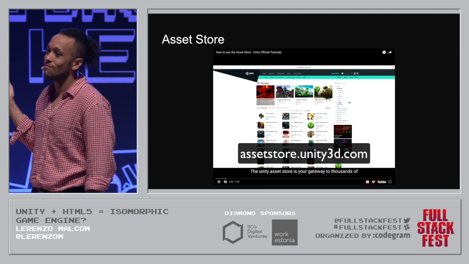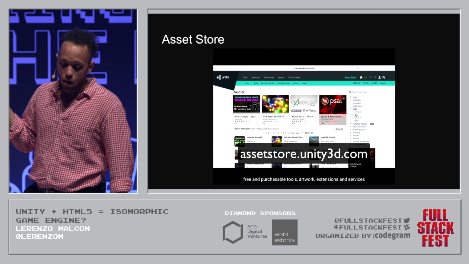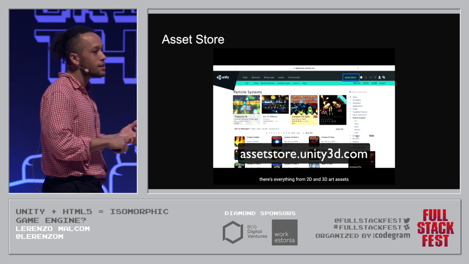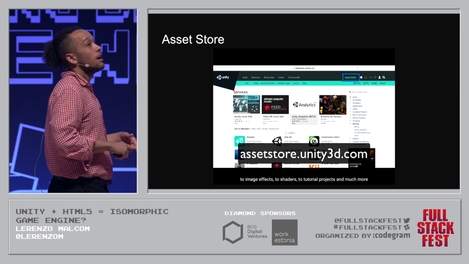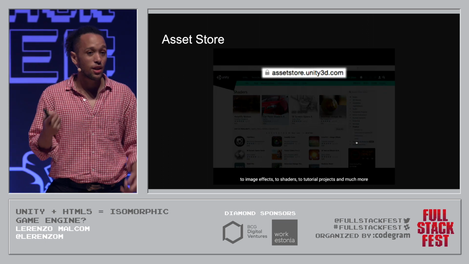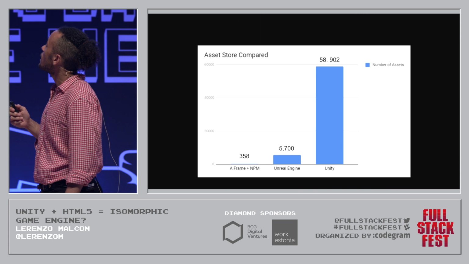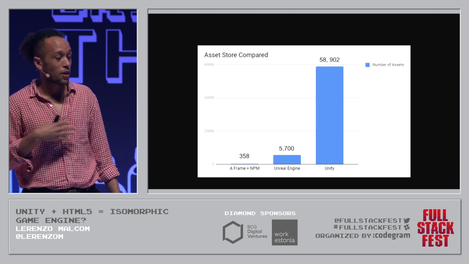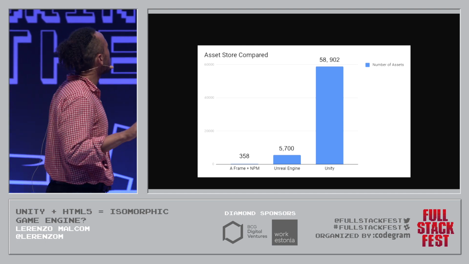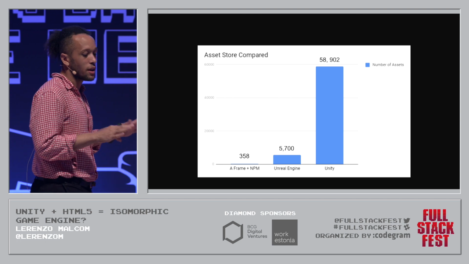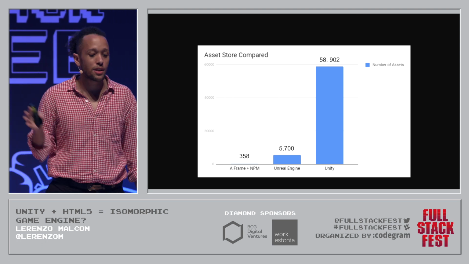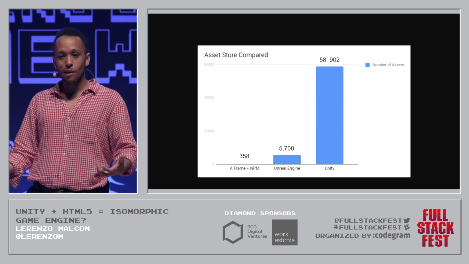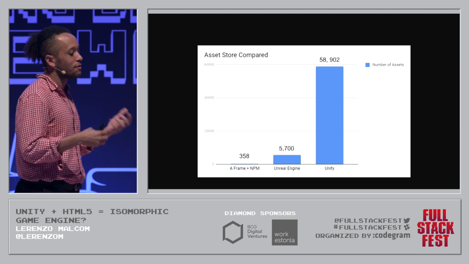The asset store is awesome. This is one of my favorite aspects of Unity, where we can actually pull in 3D models, we can pull in animations, we can pull in 3D environments, we can pull in scripts for AI, we can pull in scripts for working with your editor. The editor is also extensible. And if we just look at the numbers, the asset store, compared to, say, all the things I can pull in from NPM for A-Frame, there's about 358 of them. I pulled this a few days ago, so maybe there could be something new, but that's pretty recent. Unreal has about 5,700, and Unity has about 58,000. Right? So the number of things that I don't have to make is significantly larger in Unity versus everything else.